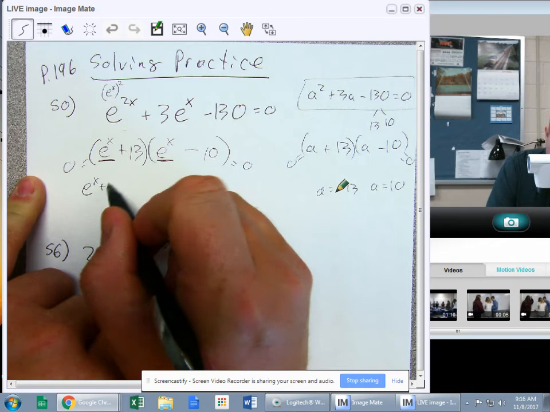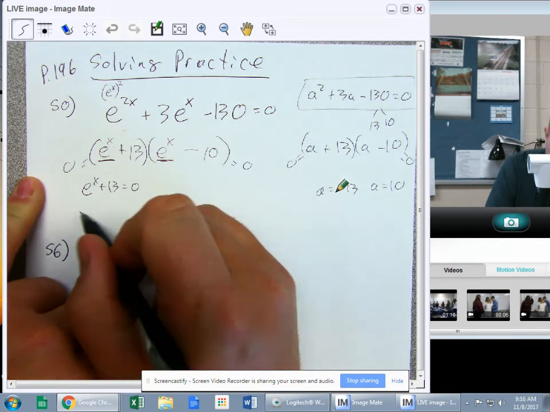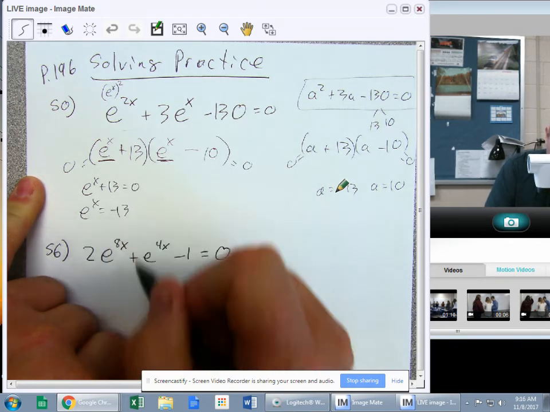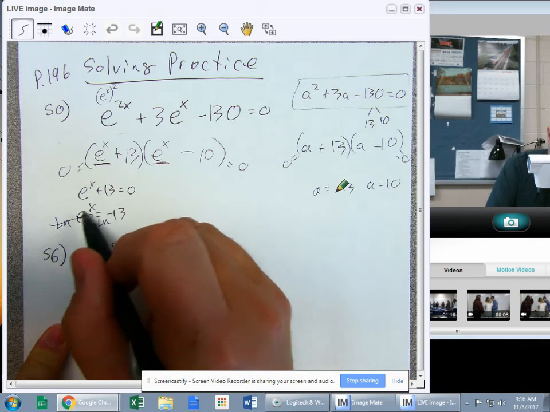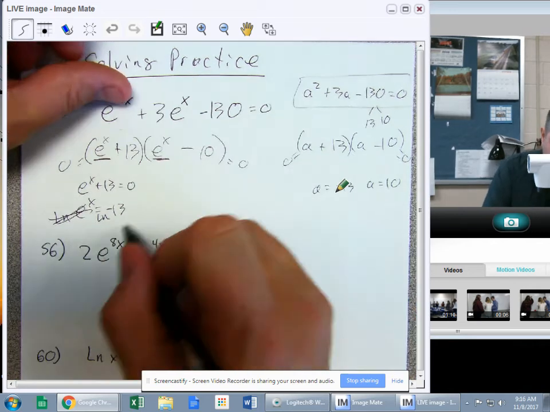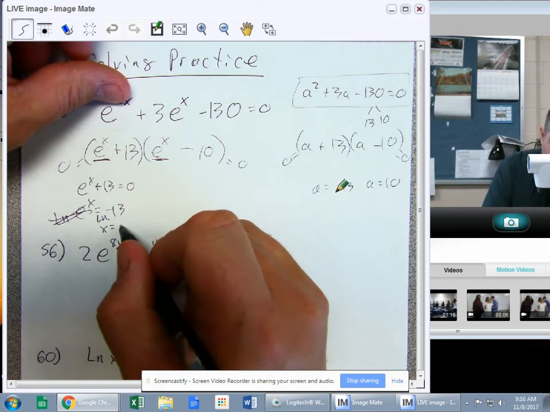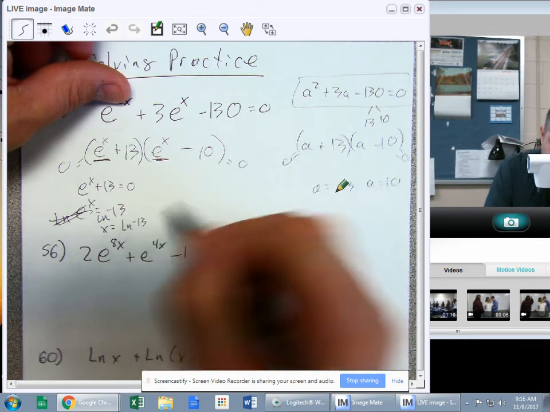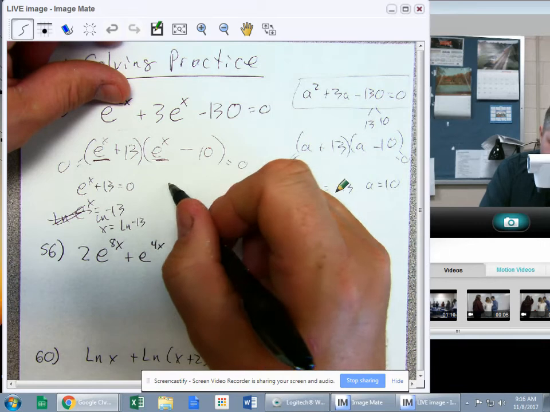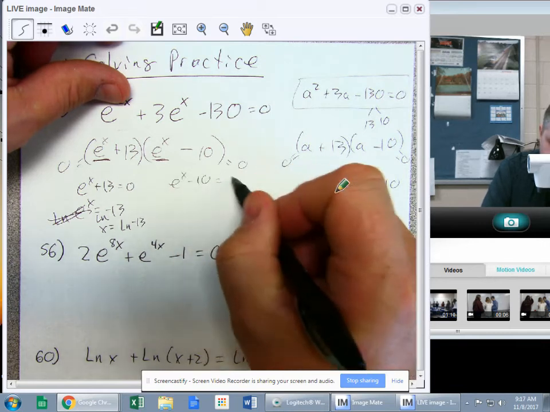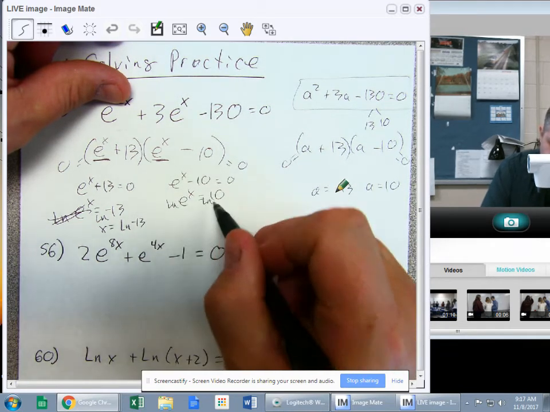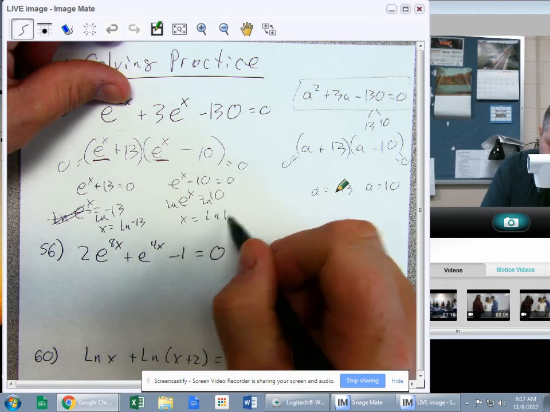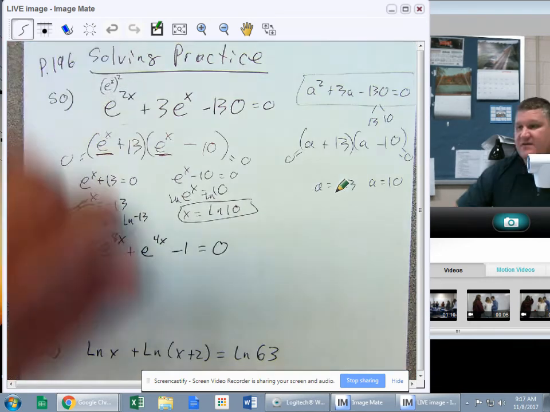So e to the x plus 13 equals 0. E to the x equals negative 13. Take the natural log of both sides to get rid of the inverse natural log. And so you have x equals natural log of negative 13. Over here, we have e to the x minus 10 equals 0, so e to the x equals 10. Natural log both sides, x equals the natural log of 10. Now, this is all good.